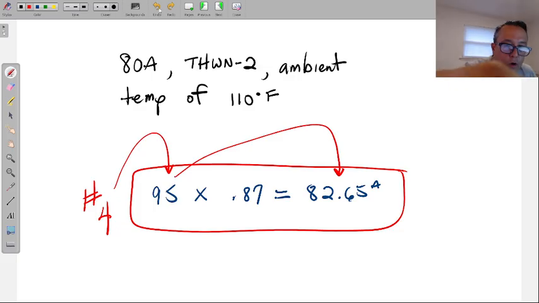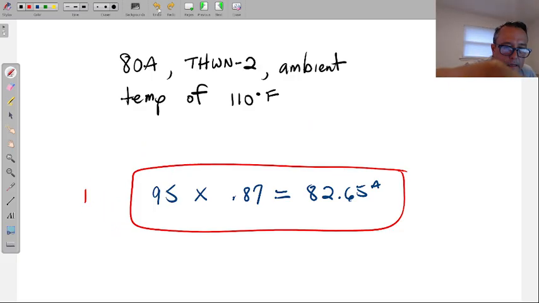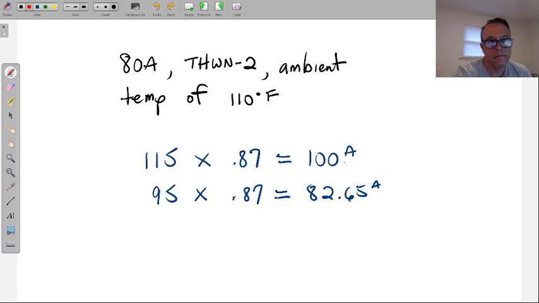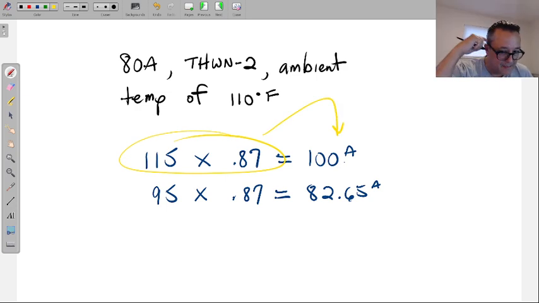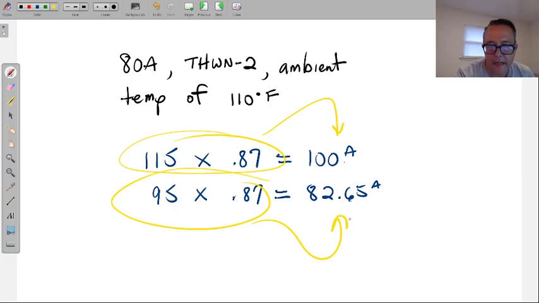You'll notice that for this to go correctly, I did it twice. I did the 115 times 87 or 0.87. I got to 100. I go, maybe there's a better one, so let me try the number 3 at 95 amps, and then I got to 82.65. And I recognize that this is the better choice than the larger conductor. Nice. I had to do the math 2 times.